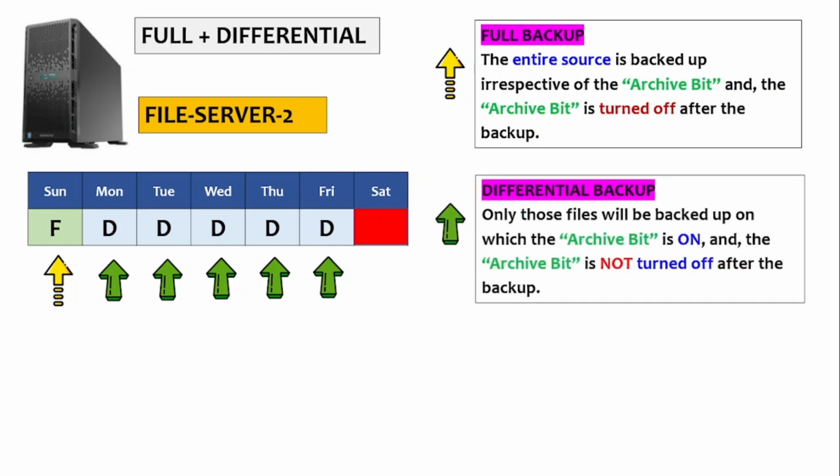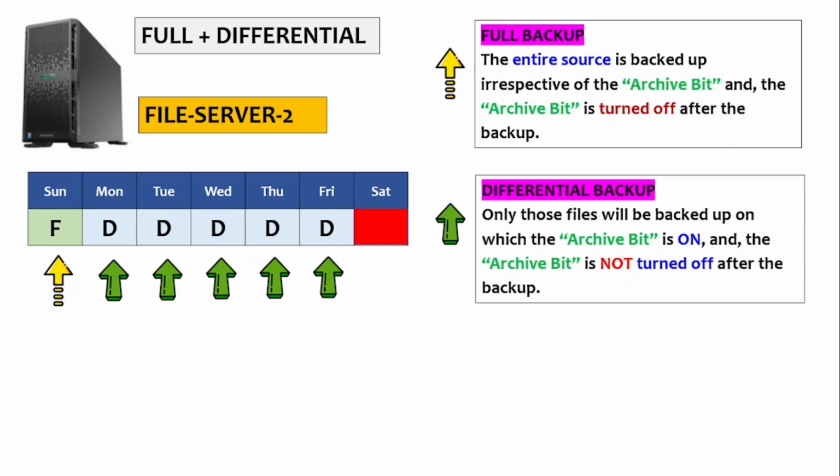And in differential backup, only those files will be backed up on which the archive bit is on, and the archive bit will not be turned off after the backup is over. So let's take the example over here, Monday full. So the entire archive bit was off. So on Sunday, the archive bit was off after the backup.